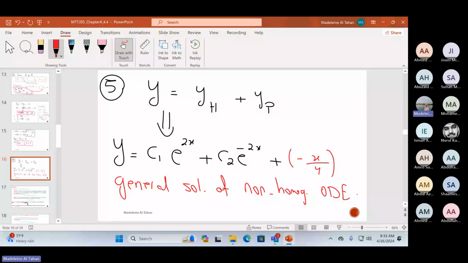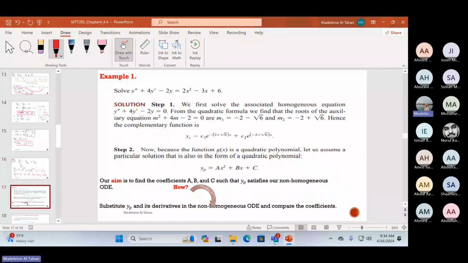Just to make sure that we understood, I will give you another example to do alone. But let's go briefly over this example. Here, what's our g of x? 2x squared minus 3x plus 6. What's the form of it? Polynomial, of which degree? Second degree. So the trial particular solution should be ax squared plus bx plus c.